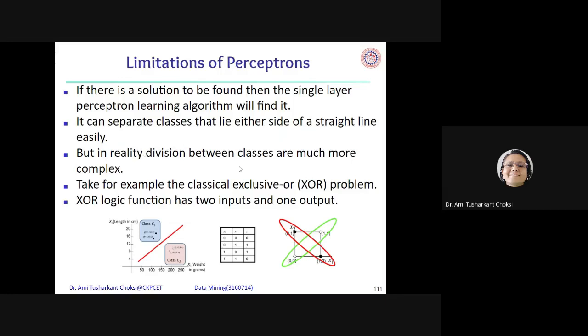But in reality, decision boundaries between classes are much more complex. You can say this is linearly separable, class 1 and class 2. But here, are they linearly separable? No, they are not. Take for example the classical exclusive OR, XOR, problem. This one will not be able to linearly separate the classes. The XOR logic function has two inputs and one output, which is known to us. This is the table, also known to us. But there the classes are not linearly separable.